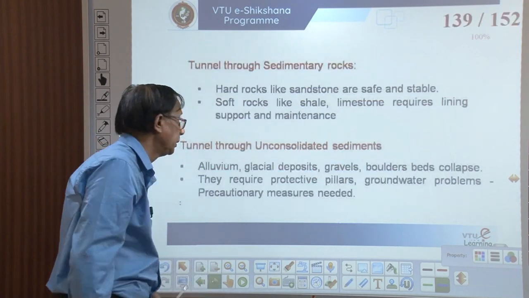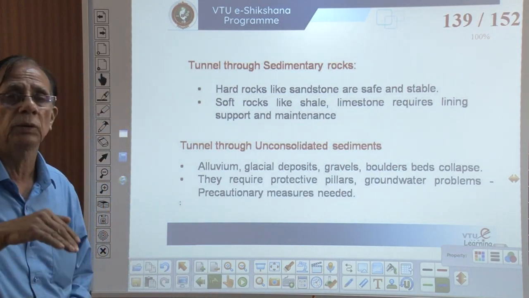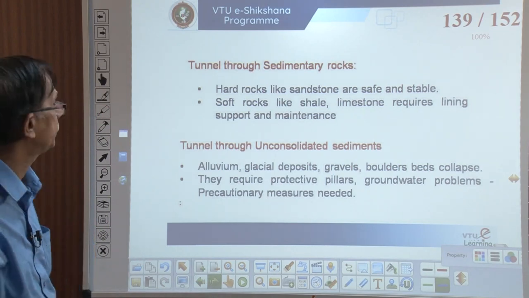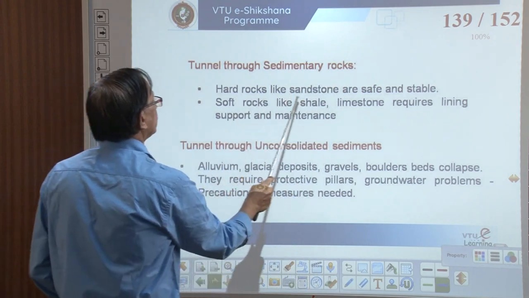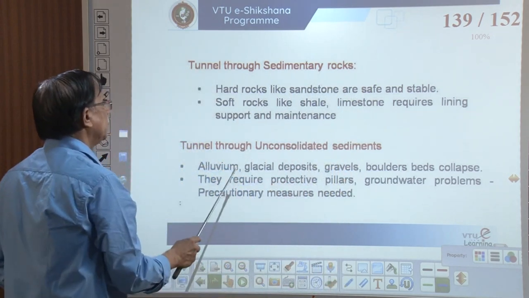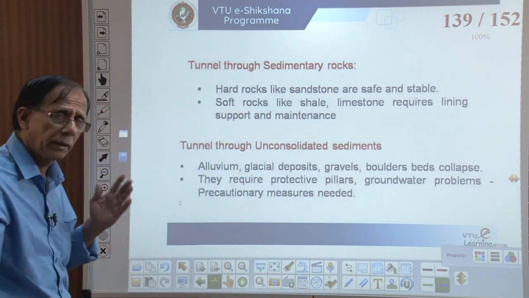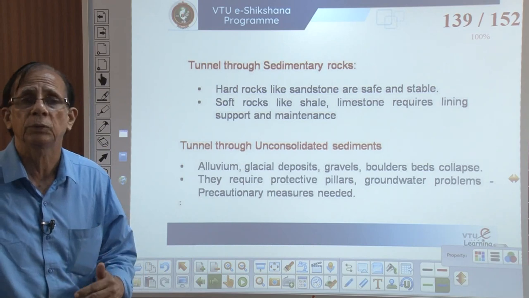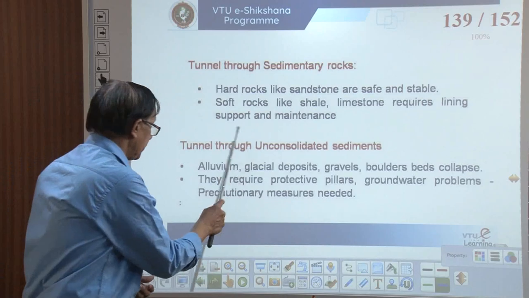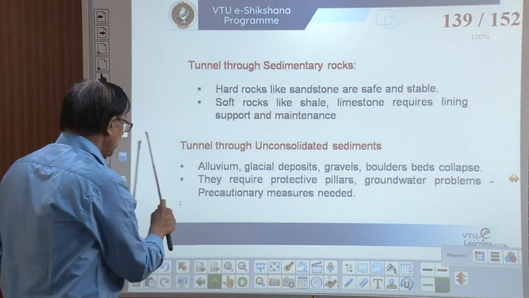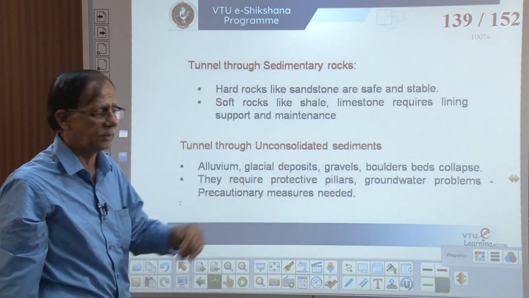These are essential in a tunnel project where rocks are jointed, especially metamorphic rocks, which have schistosity, cleavage, etc., especially weak rocks. If a tunnel is through sedimentary rocks, hard rocks like sandstone are safe and stable. Soft rocks like shale and limestone require a lining. Again, it depends on the orientation of the sedimentary rock, that is, with respect to dip and strike, which is different. As long as a tunnel passes through a single type of rock throughout, it is safe.